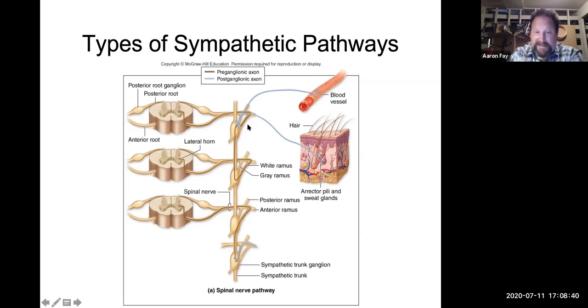Notice, in all of these cases, you're having synapses in the sympathetic trunk ganglia. It might be at the sympathetic trunk ganglia of the same level as the spinal nerve. It might be above, it might be below, and the postganglionic axon is leaving by a spinal nerve at the same level, above or below.